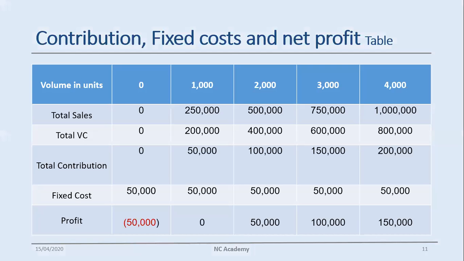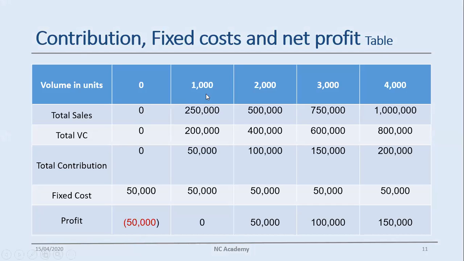Okay, let's see. Right, this is the answer. Check whether you got it right. Let me explain. At the initial point, you don't produce anything. So you don't have sales, you don't have variable cost, but you can't avoid fixed costs, so you have a loss of 50,000. That's your maximum loss.